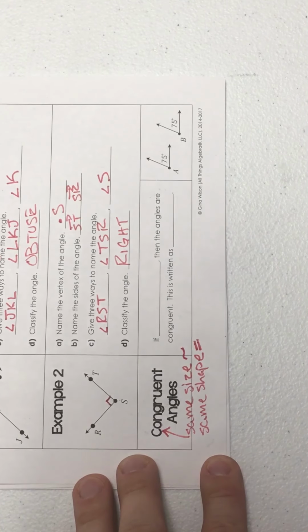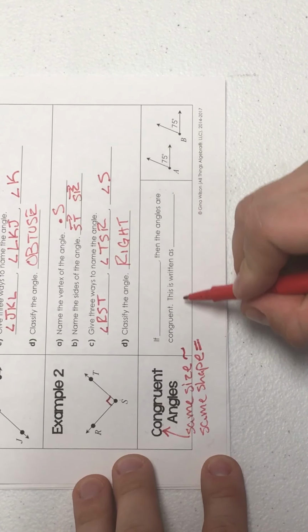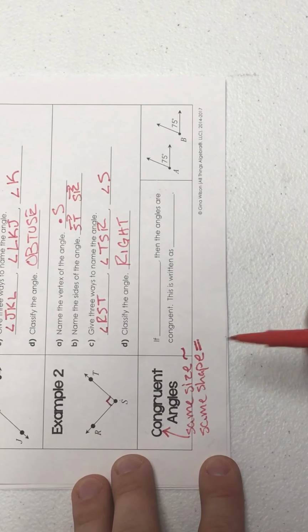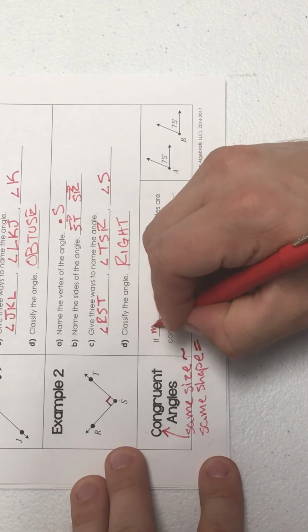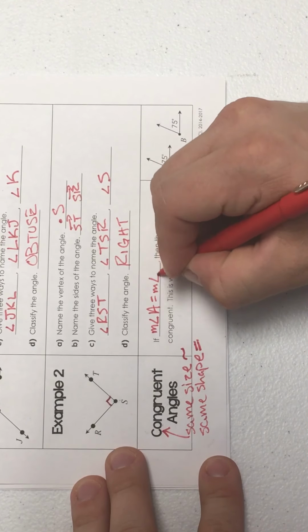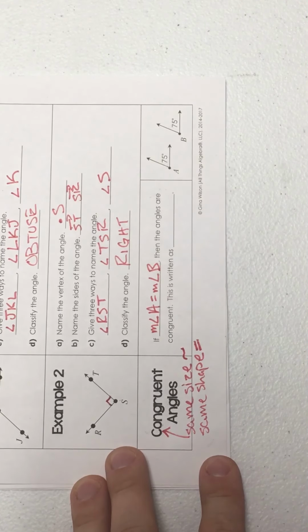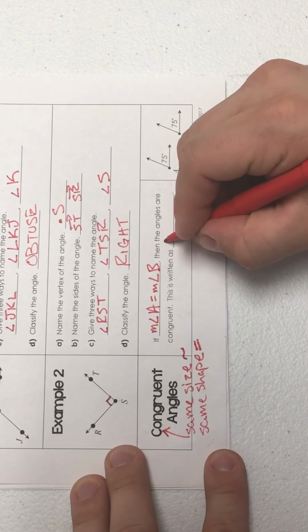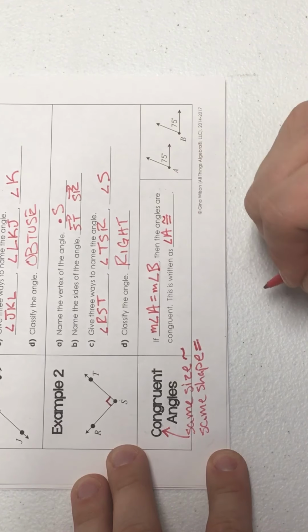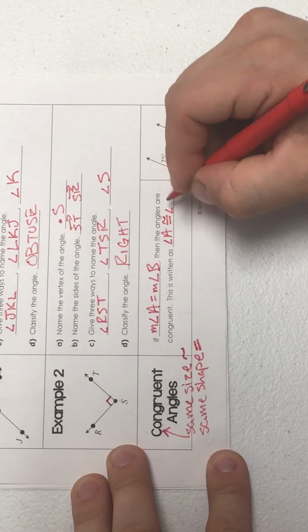And when we put those together, that is where we're going to say that it is written as congruence with both of those symbols. So, if the measure of angle A equals the measure of angle B, then the angles are congruent. This is written as angle A, same shape, same size, is congruent to angle B.